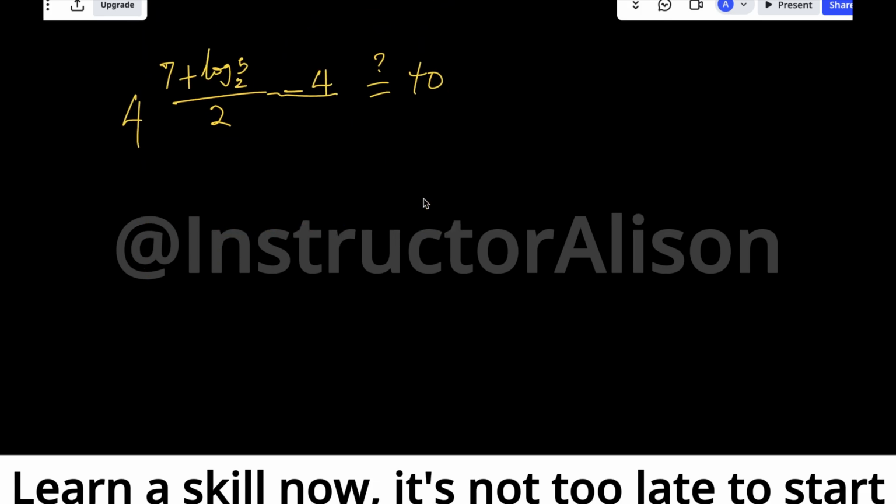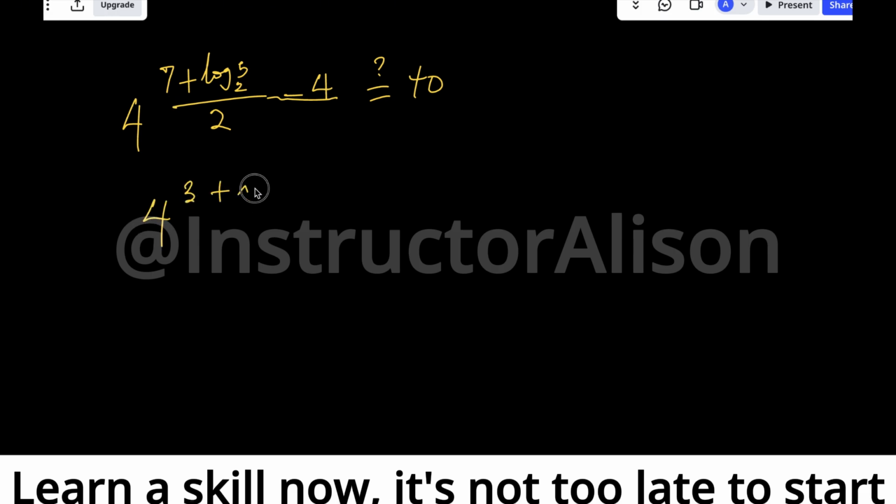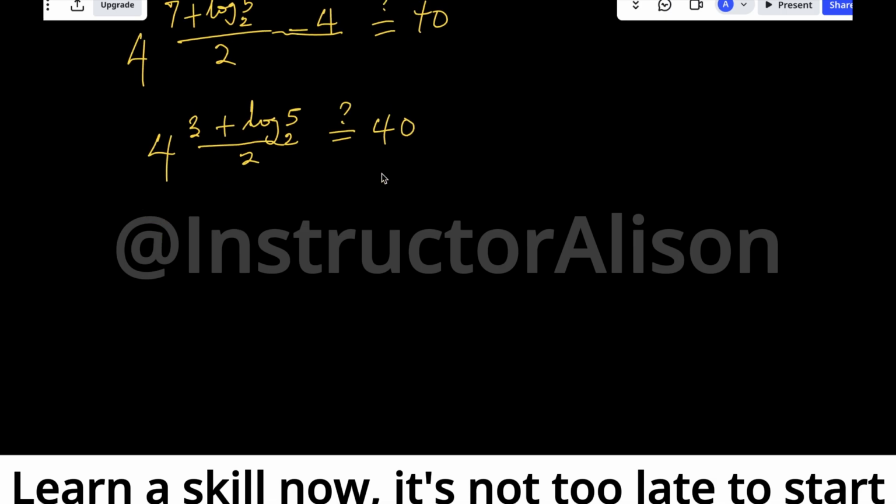Let's go step by step. Here 7 minus 4 will give us 3. So we have 4 to the power of 3 plus log 5 base 2, divided by 2. Is it going to give us 40? We don't know. Let's keep working. So at this point, I'm concerned about this 4. We can keep it in exponent form, 2 to the power of 2. And I have reasons to do that.